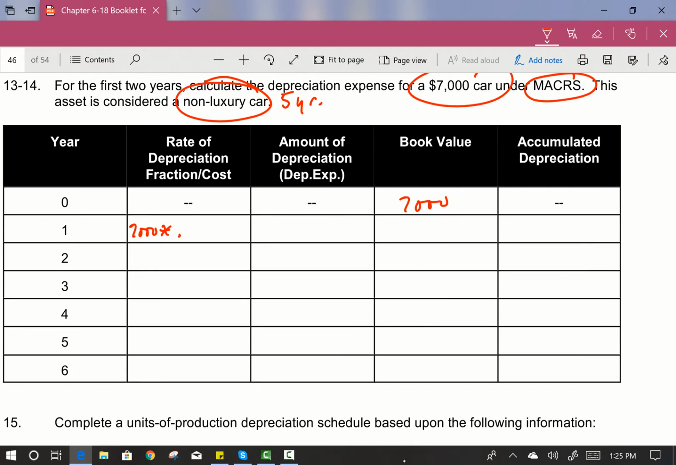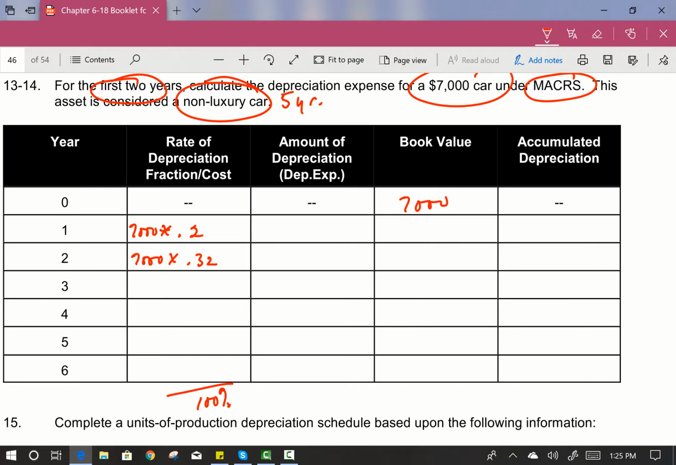Okay, so I'll take that times 0.2. And then the second year is 32%. So I'll take 7,000 times 0.32. And it's only asking for the first 2 years on this one, so I don't have to calculate the rest. But it would add up to 100%.